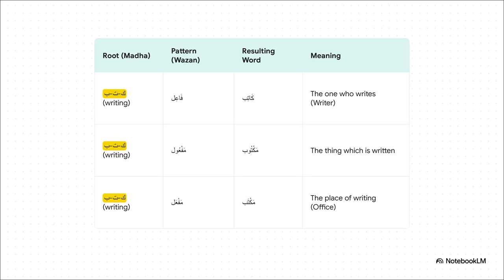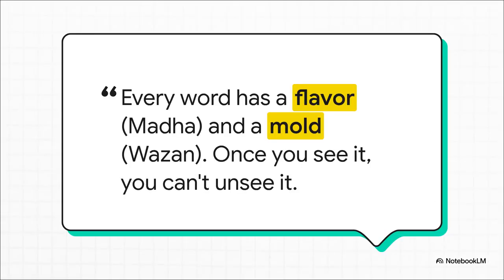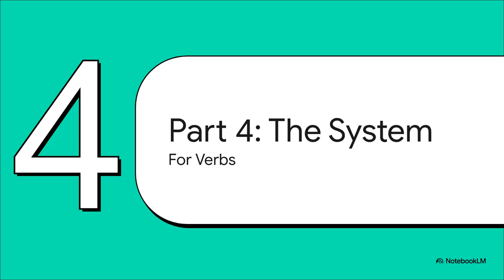It's incredible. And that really is the core idea right there. Every single one of these derived words in Arabic has this kind of hidden DNA, a flavor and a mold, a root and a pattern. And once you start recognizing these, you'll see them everywhere. It's like putting on a new pair of glasses that suddenly makes everything clear. Now, if you thought that was cool for nouns, just wait until you see how this system works for verbs. This is where it gets really, really powerful and predictive.